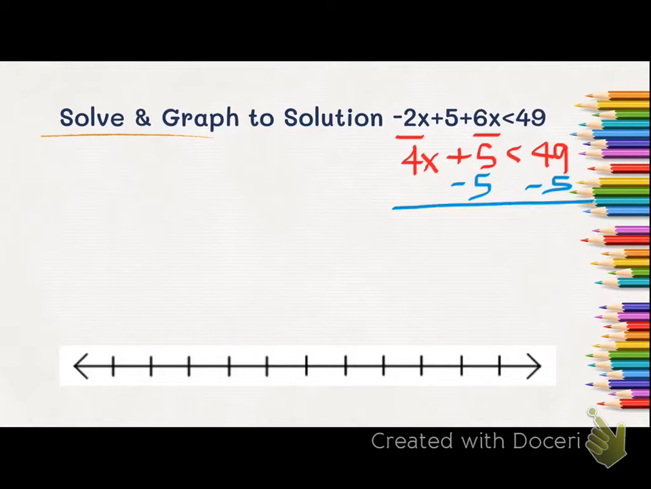When we subtract 5 from both sides, we're left with 4x is less than 44. We're now going to divide both sides by the coefficient of x, which is positive 4. We're now going to divide and we end up with x is less than 11. We can place some numbers on the number line.